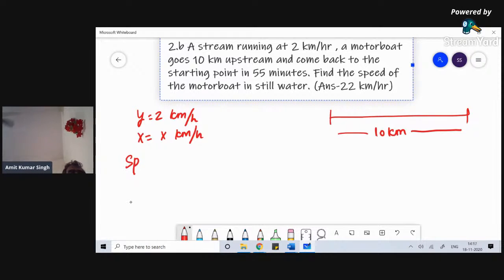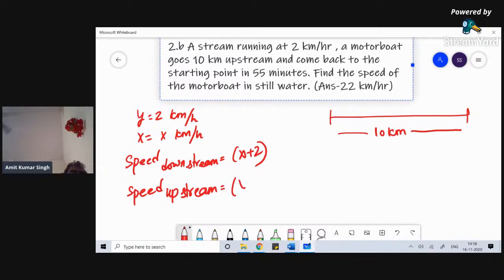So your speed in downstream, then your speed. These things I'm writing first time because you're seeing it first time. In the exam you don't have to write all this. So the speed in downstream is x plus 2, and your speed in upstream would be x minus 2. You can easily reach the conclusion and write this step by yourself. So a motorboat goes 10 kilometer upstream means 10 divided by x minus 2, and it came back.